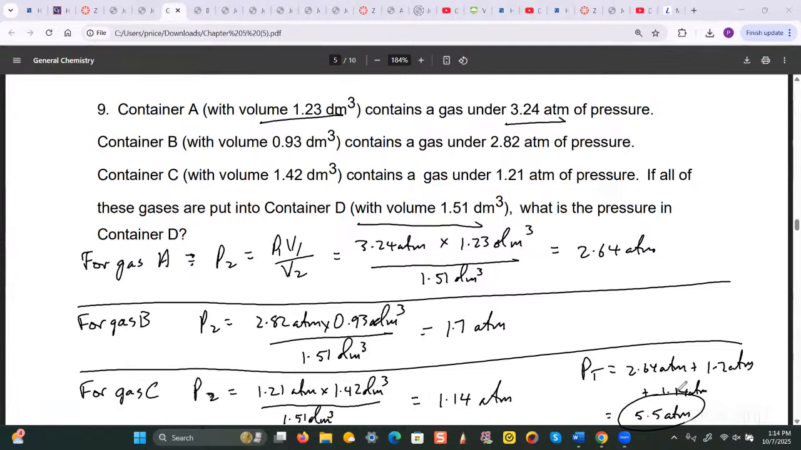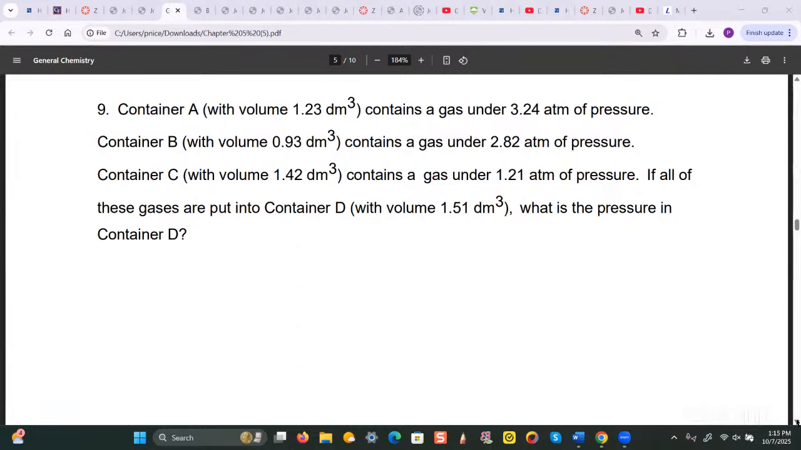Okay, so we can see this is a combination. In solving this problem, we have to combine Boyle's law, which we did first to calculate the individual pressures, and then we have to use Dalton's law to figure out the total pressure. All right. Let me clear this and scroll down.